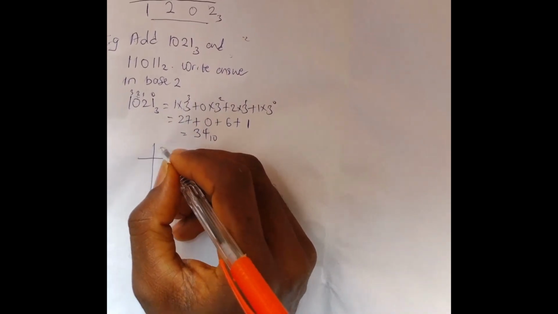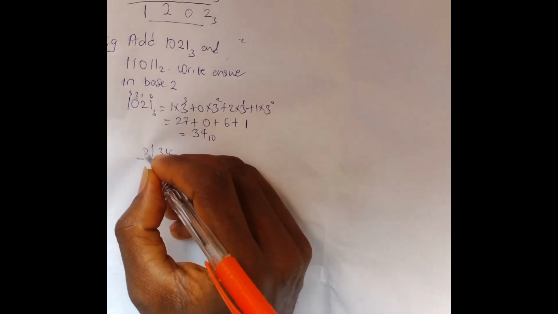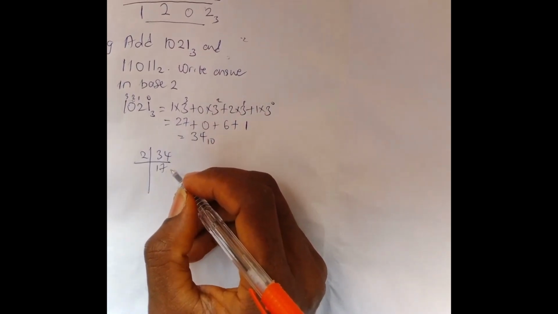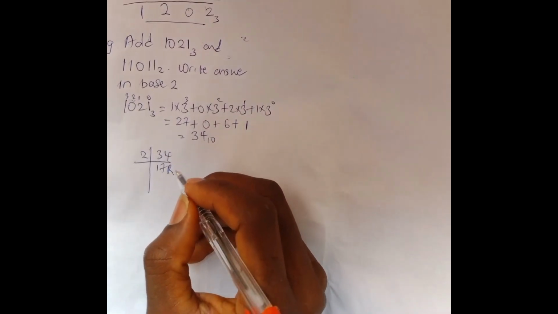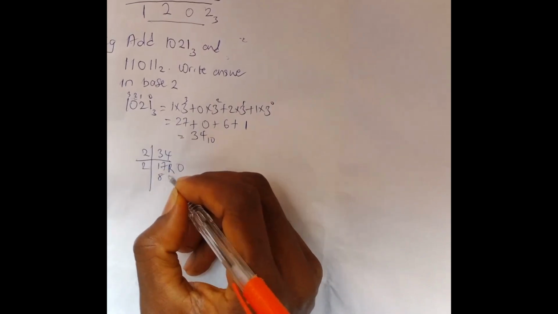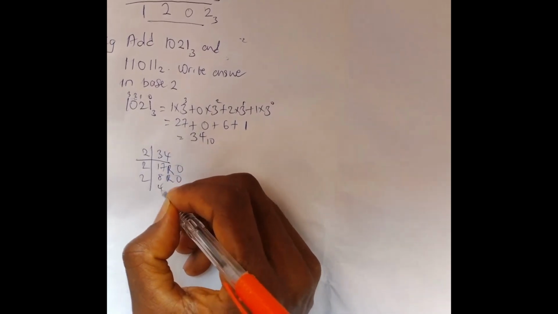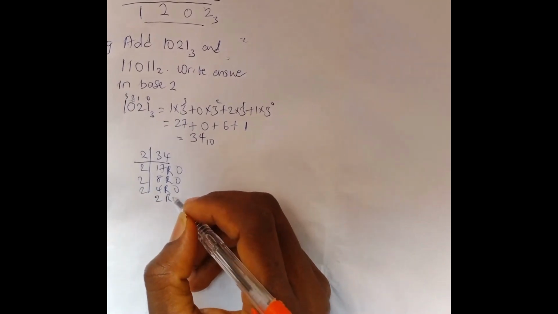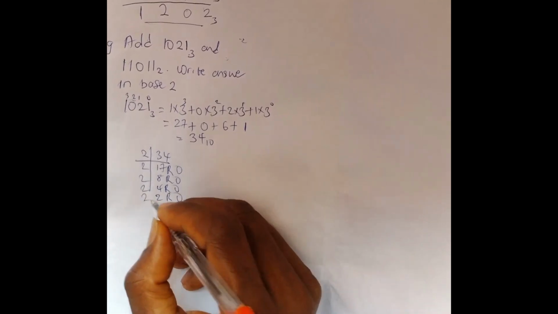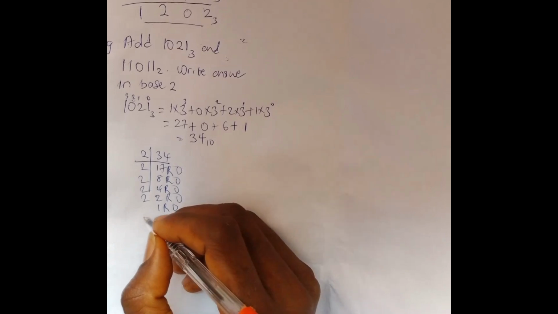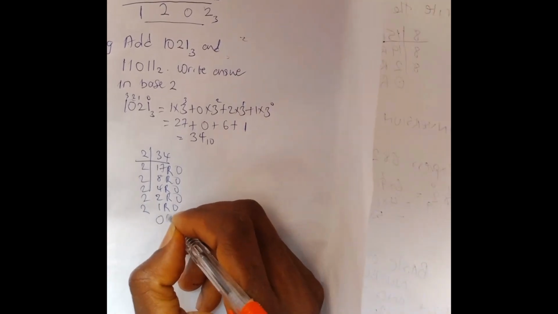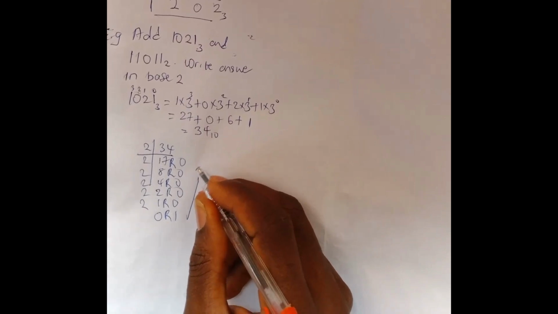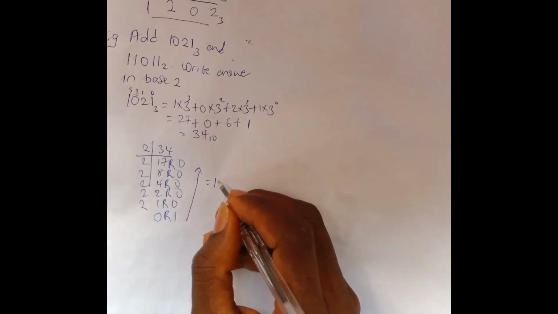34 divided by 2 gives 17 remainder 0, then 8 remainder 0, 4 remainder 0, 2 remainder 0, 1 remainder 0, 0 remainder 1. From up to down, our answer is 1 0 0 0.